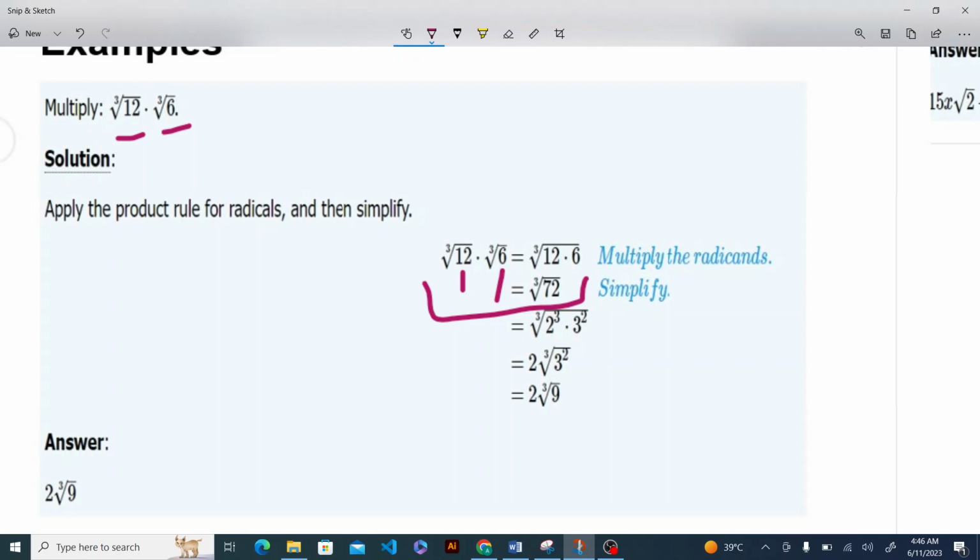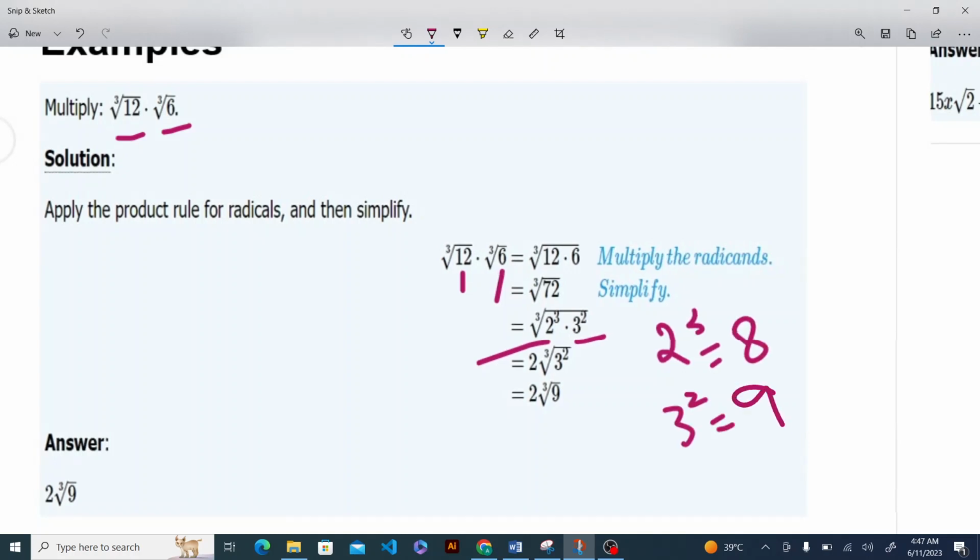For simplification, when you have got cube root 72, then you just need to simplify it so that you can get a simpler answer. When you take the cube of 2, it becomes 8. 2 cube is equal to 8, right? And 3 square is equal to 9. And when 9 is multiplied with 8, that is 72.